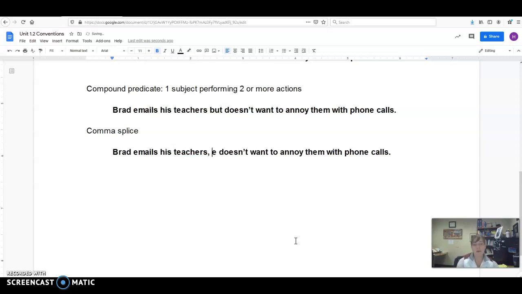Option number two is you can add a fanboy. Make sure that you're using an appropriate fanboy. So for, in this case, kind of means because. He emails his teachers because he doesn't want to annoy them. This would work. You could also use but. In this case, either one of those would work.